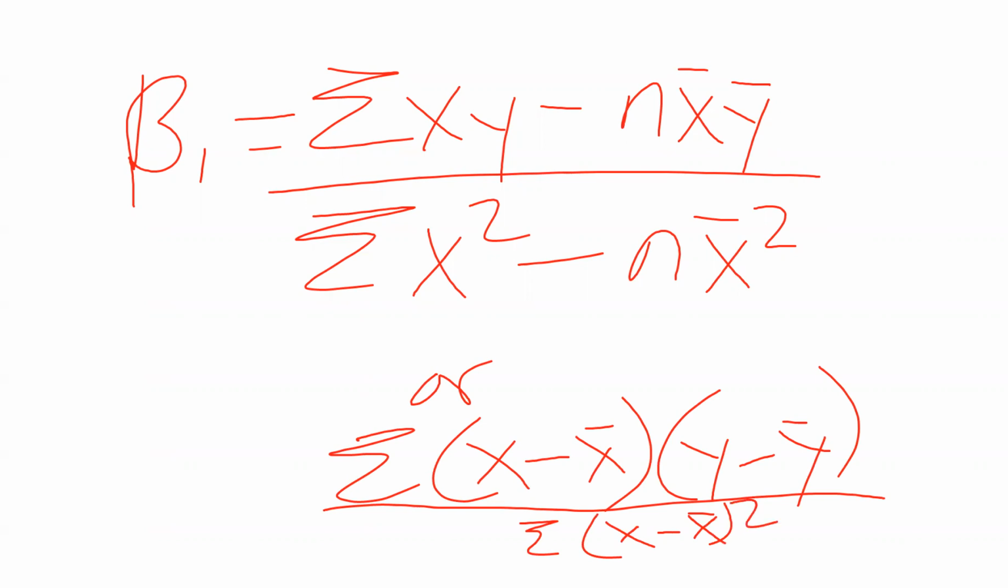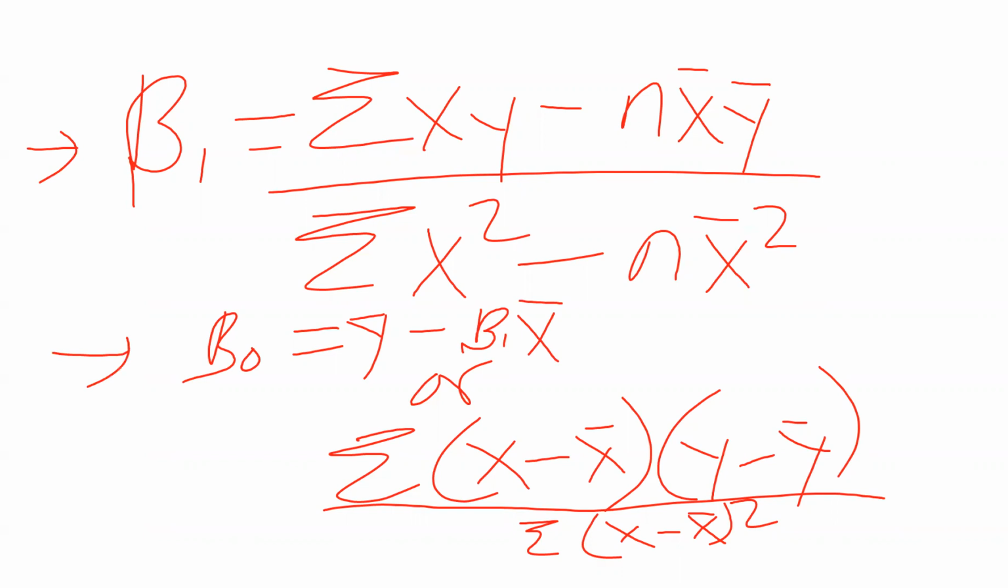And again, we said that beta naught is given as y bar minus beta 1 times x bar. These are called the estimators. But the question of the day is, the people who came up with these estimators, how did they reach these conclusions? How did they get to know that beta 1 is equal to that, or beta naught is equal to that?